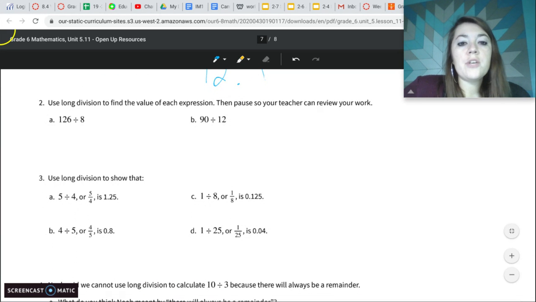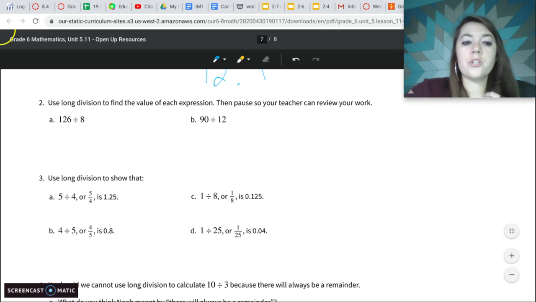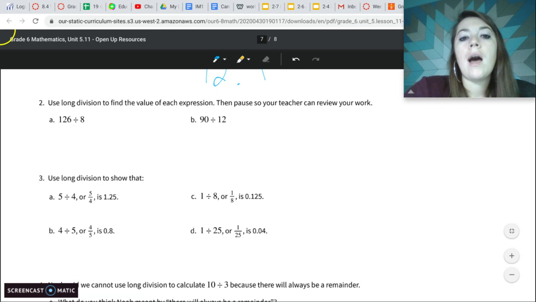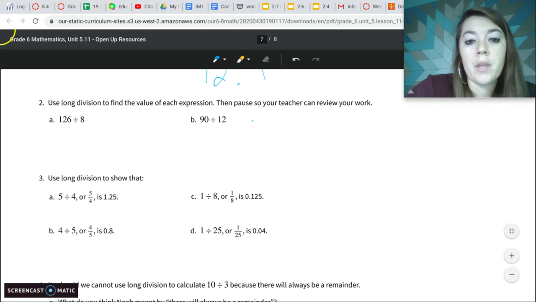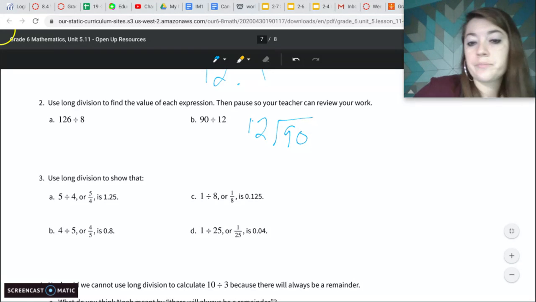All right, so we're going to use long division to find each expression. So we have 126 divided by 8, and we have 90 divided by 12. I'm going to do the 90 divided by 12 first, so it's right here, and then do the 126 divided by 8 further over. So we put the 12 first, then the 90. So 12 can't go into 9 at all, so how many times can 12 go into 90? It can go in there 7 times. 7 times 12 is 84. 90 minus 84 is going to give us 6.